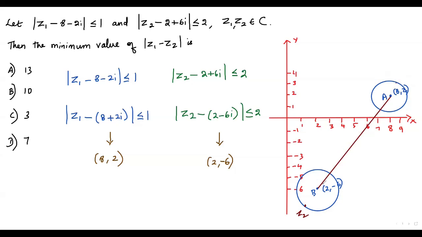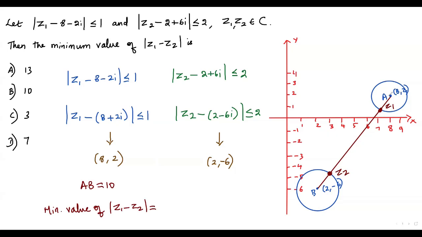So to get the minimum distance between Z1 and Z2, we have to consider the complex number Z1 should be over here and Z2 should be over here. When I have Z1 over here and Z2 over here, the distance between the two complex numbers Z1 and Z2 is the minimum. Already we got the length of AB. What is the length of AB? That is 10. Now to get the minimum value, let me write it over here. Minimum value of the absolute value of Z1 minus Z2, that is the minimum distance between Z1 and Z2.